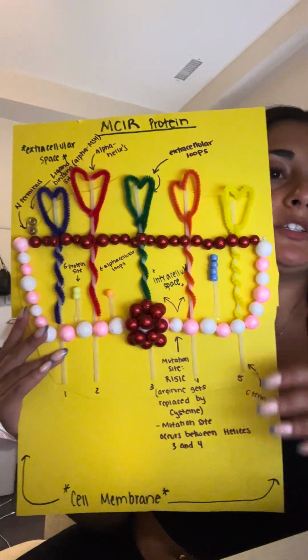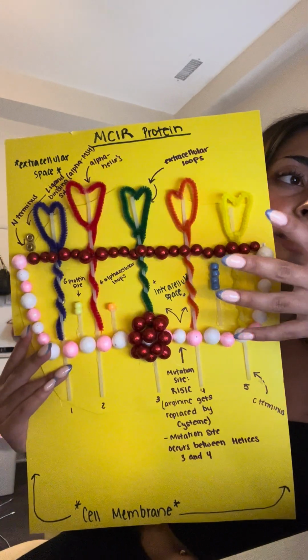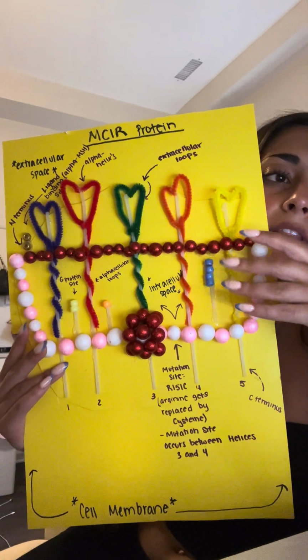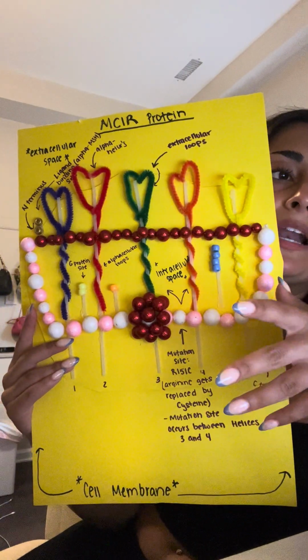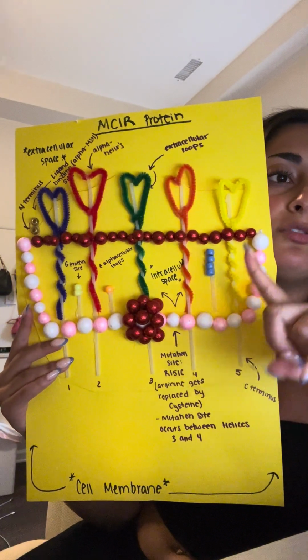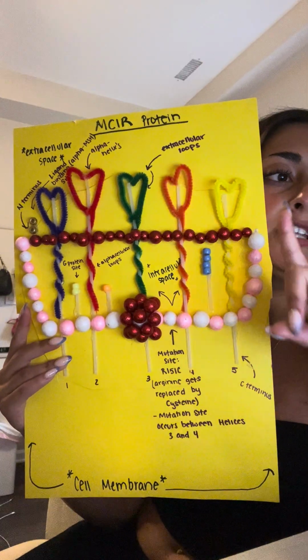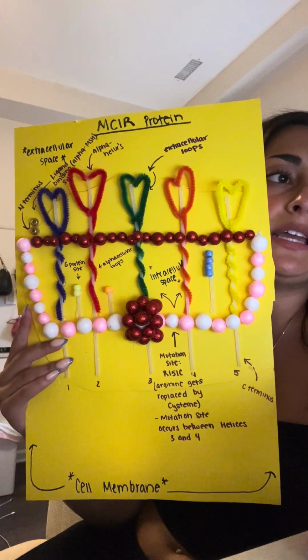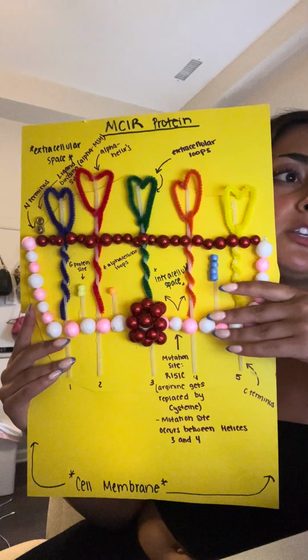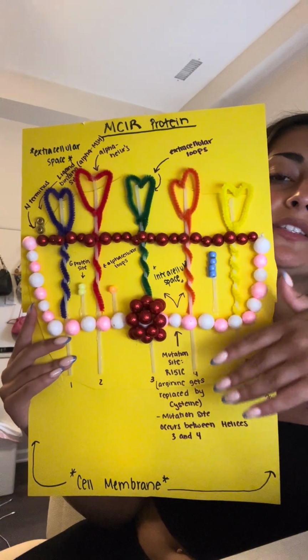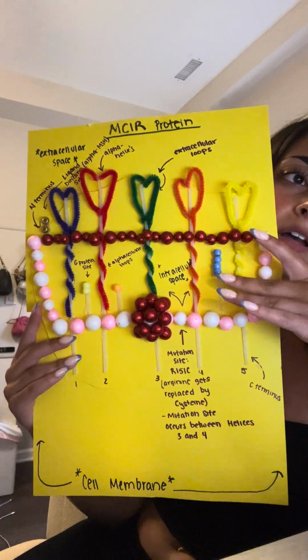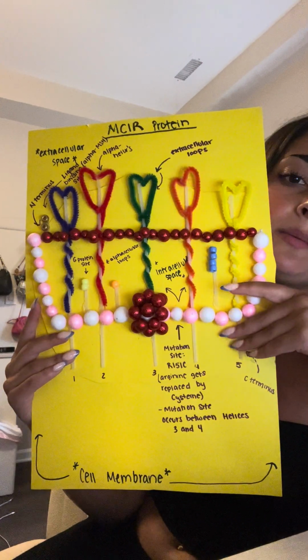A limitation of my model is, obviously, the scale: the model is millions of times larger than the MC1R protein. The model is static, but in reality, the MC1R protein moves and changes shape when it binds to ligands and activates G proteins. In molecular detail, my model doesn't show the actual molecular interactions such as hydrogen bonds and ionic interactions between amino acids, or how the protein sits in the fluid lipid bilayer.